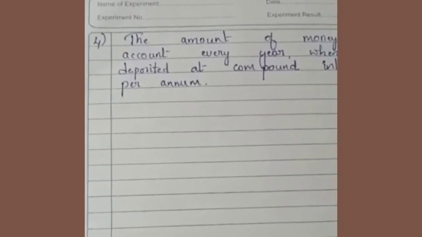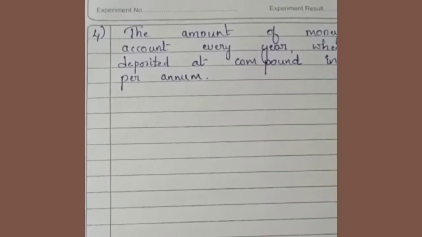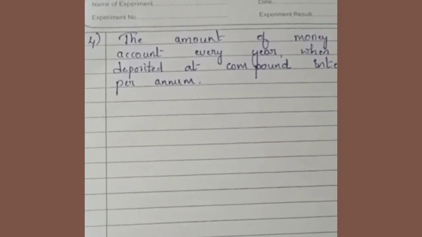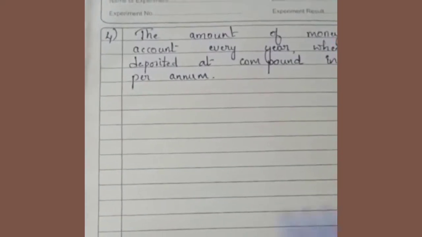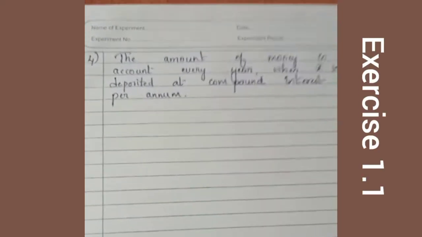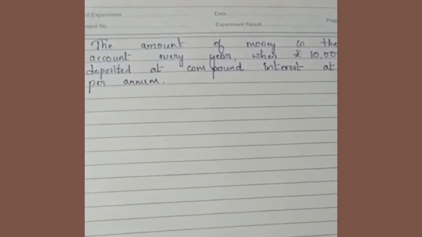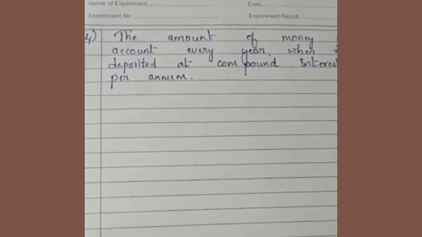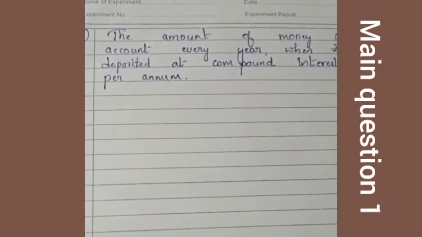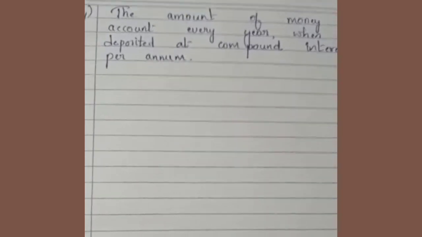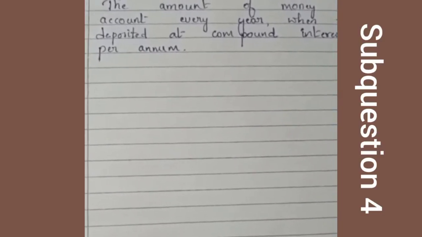In today's class, we are solving problem 4 from exercise 1 from the unit of arithmetic progression. So I have written the question here. The amount of money in the account every year when rupees 10,000 is deposited at compound interest at 8% per annum. So the question is with respect to compound interest. We need to convert this situation into a sequence, and we need to identify whether that sequence belongs to an AP or not.